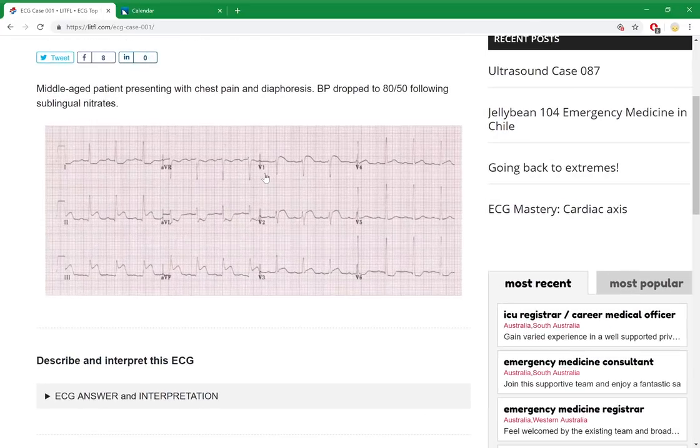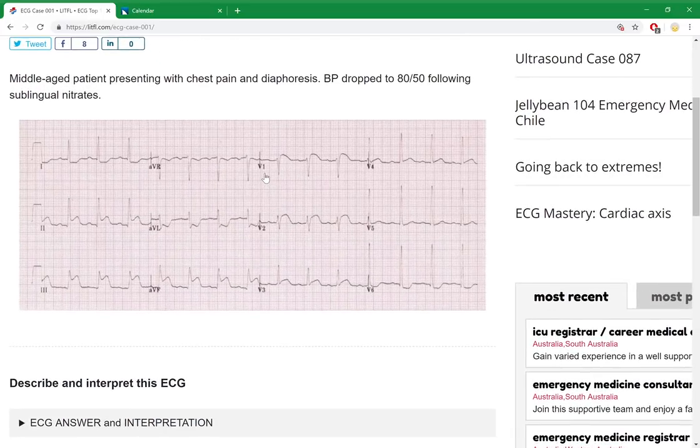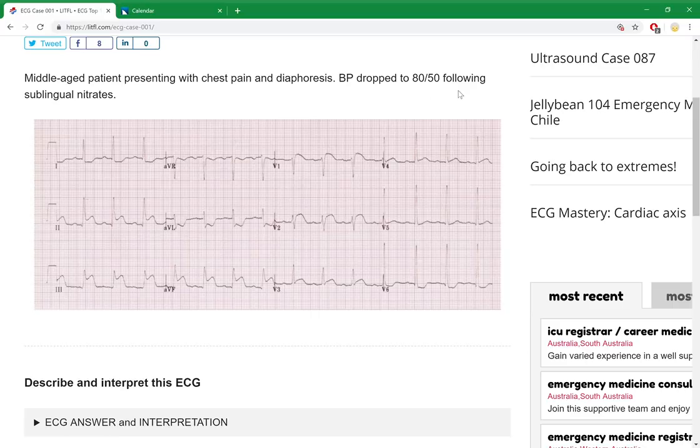So this is a middle-aged patient presenting with chest pain and diaphoresis. The blood pressure dropped to 80 over 50 following sublingual nitrates. They're kind of spoon feeding you the answer here. Whether male or female, a middle-aged patient presenting with chest pain and diaphoresis is already a bad combo. They're having chest pain and they're excessively sweating. Their blood pressure dropped to 80 over 50 following sublingual nitro.